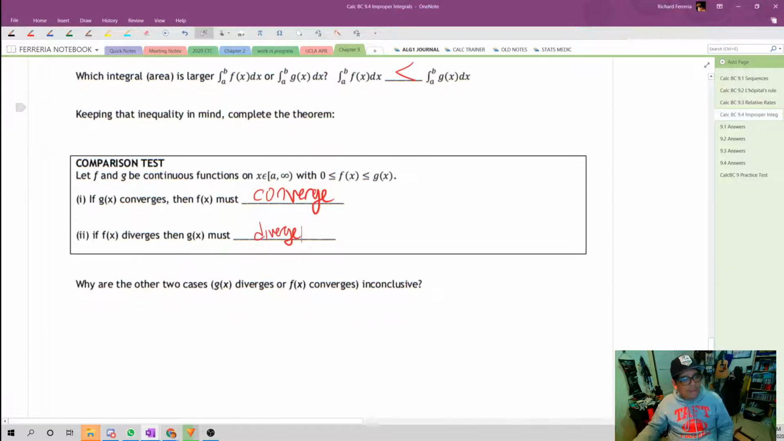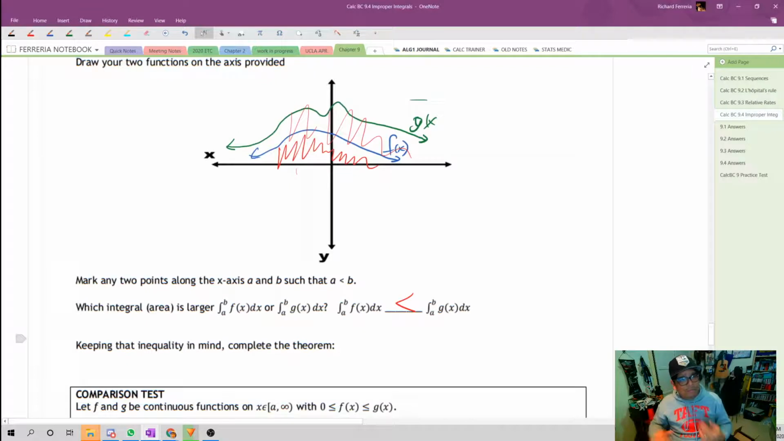Now the other two cases are what we call inconclusive. What if the bigger function, what if g diverges? Does that tell you anything about f? Not really, because f could still equal any number that's less than infinity. So if the area under g is infinite, the area under f may or may not be infinite. It could just as easily be equal to 3.